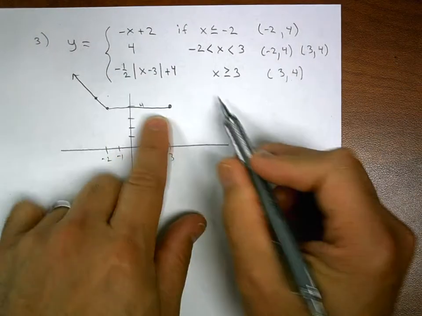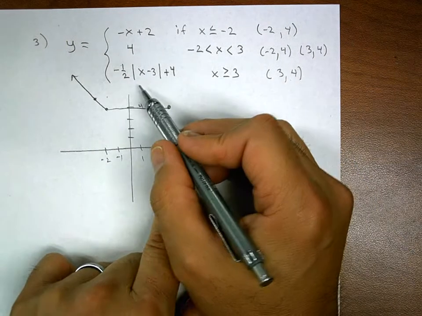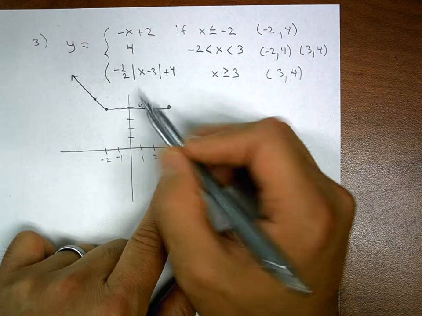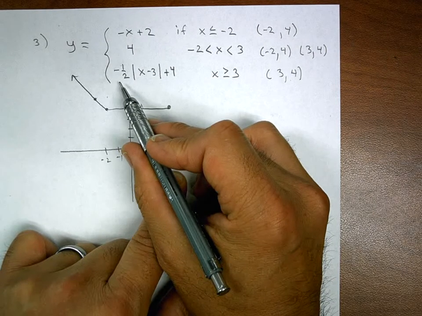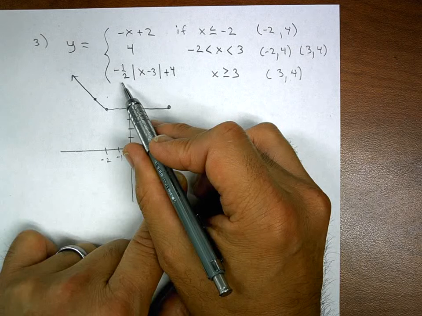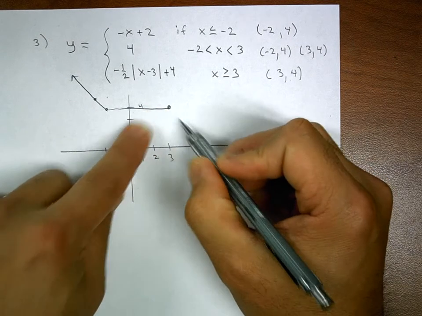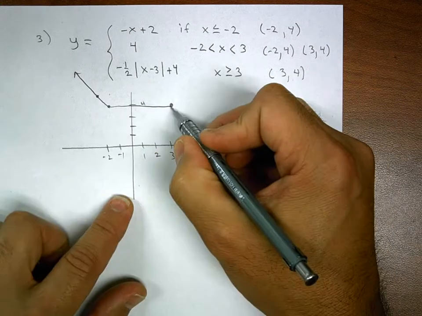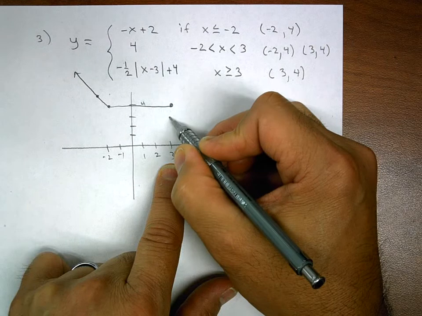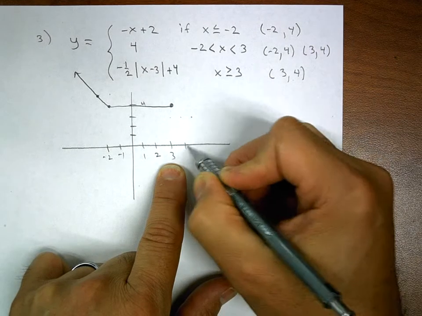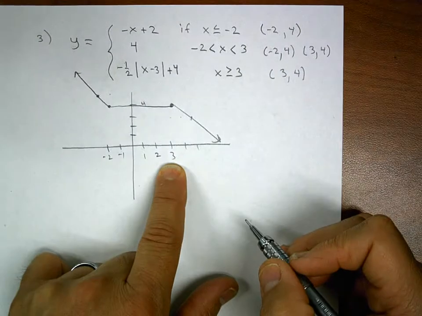Okay, now going to the third one. When x is bigger than 3, we should see this V. Does the V open up or down? It opens down. So do the slope. Okay, so it looks like this, right? It looks like this. But we just want it when it's bigger than 3, so we want this side. So we go down 1, right 2, 1, 2. And so there we go. And there's your graph.